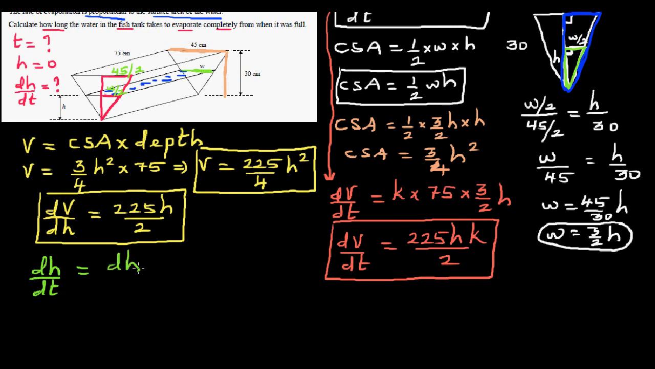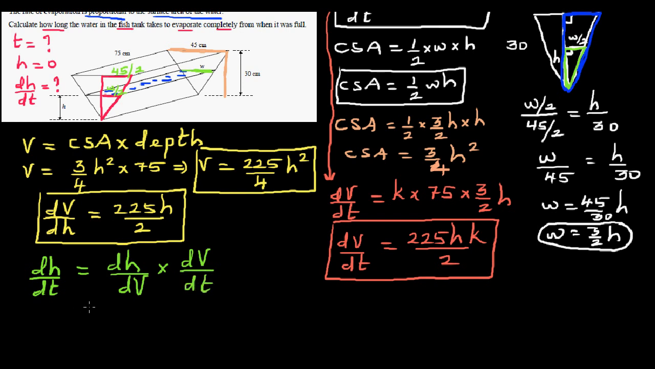Now you don't know dh by dt, but you do know dv by dh. So from dv by dh, you can write dh by dv. So why did I start with dh? Because I want dh. And then from dv by dh, I can write dh by dv. And to cancel this dv, I have to have a dv here. And to get a dt, I have to have a dt here. It's as simple as that.